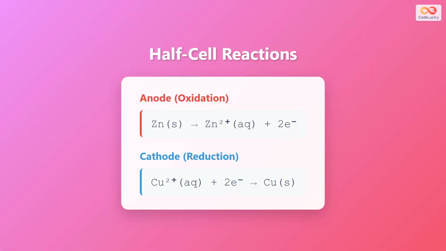Now let's examine what happens at each electrode. At the anode, zinc metal undergoes oxidation. Zinc solid transforms into zinc 2+ aqueous ions, releasing 2 electrons in the process. At the cathode, copper 2+ aqueous ions undergo reduction by accepting 2 electrons to form solid copper metal. These electrons flow from the anode to the cathode through an external wire, creating an electric current.